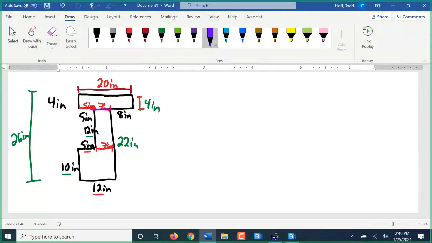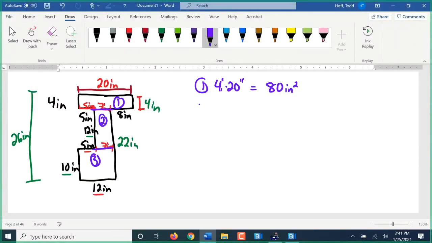To find the area, we have to break it into pieces that we know how to find. That's going to be either rectangles or triangles, or trapezoids or circles. Here it's going to be all rectangles. I have 1, 2, 3 rectangles. That top rectangle is what size? It's 4 times 20, which equals 80 inches squared.